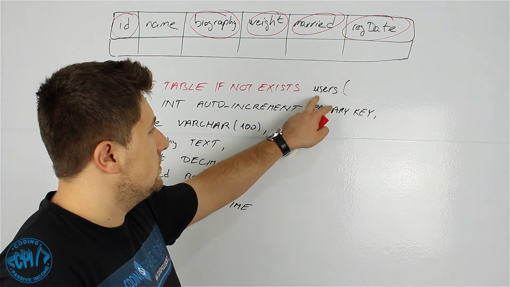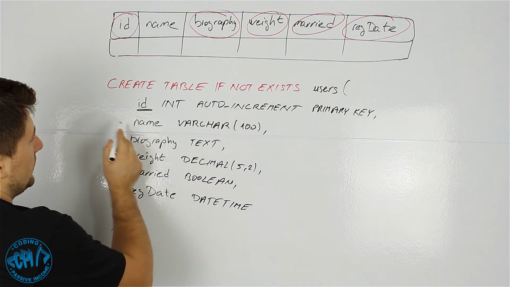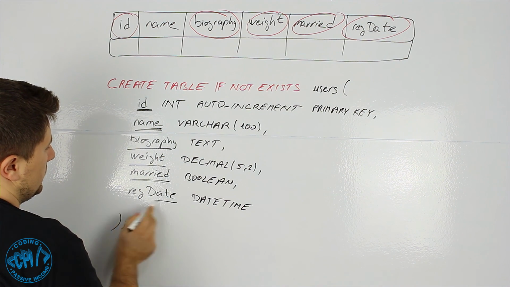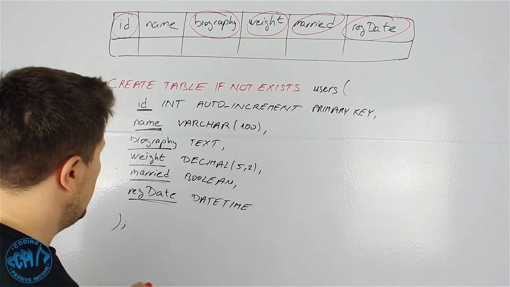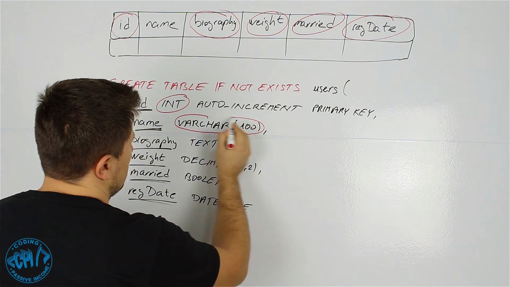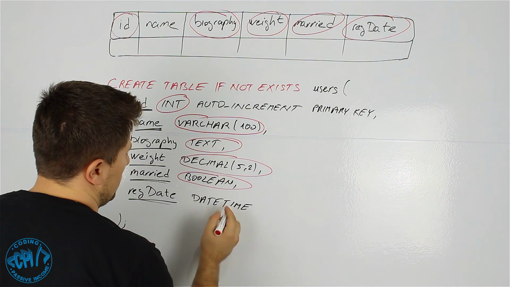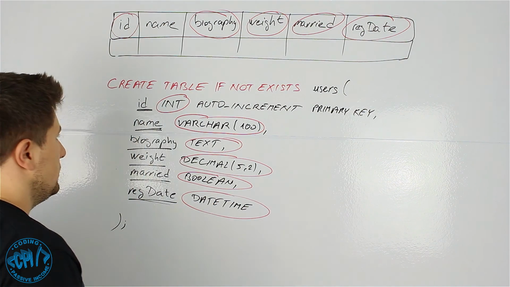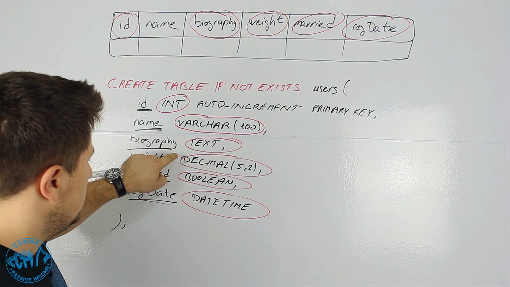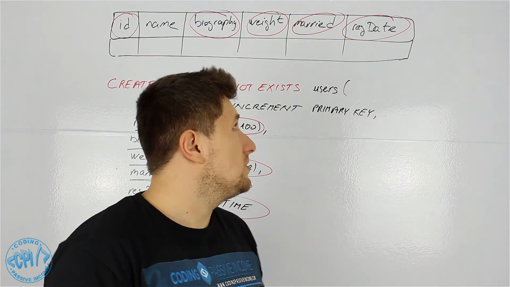So now if we check, I have always used the big letters for something specific to the SQL language, and I have used the lowercase letters for something that we create ourselves. Okay, ID, name, biography, weight, merit, registration date, and so on are all those we created. The rest are from the SQL language. So now we have integer, varchar, text, decimal, boolean, datetime, and probably we'll use those all the time.